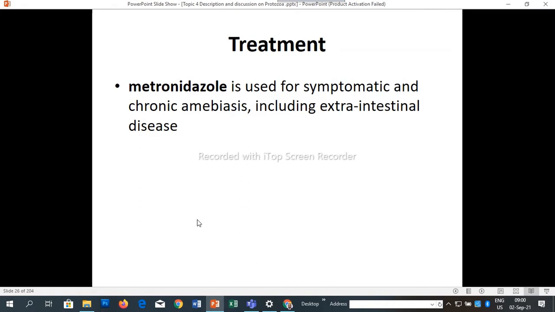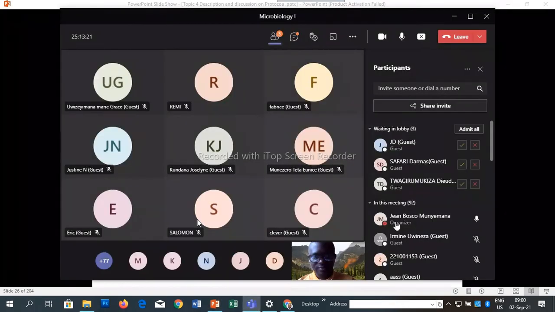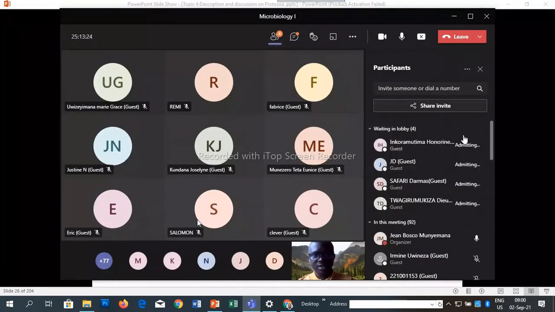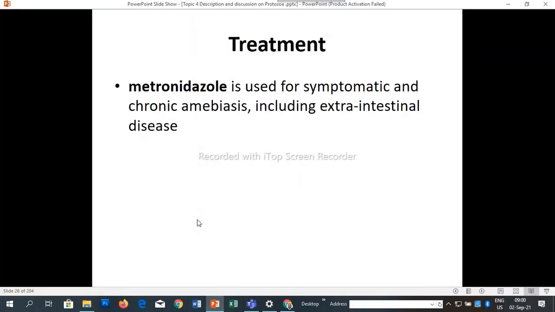However, many people complain that they have been infected, they took treatment, but they don't get well, or they don't cure. The problem is not the drug itself. The problem is associated with continuous exposure or continued infection. If you are still living in a condition that exposes you to the infection, even if you take treatment, tomorrow you will get infected again and the disease will come again.